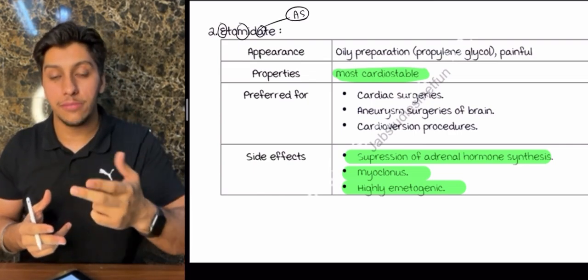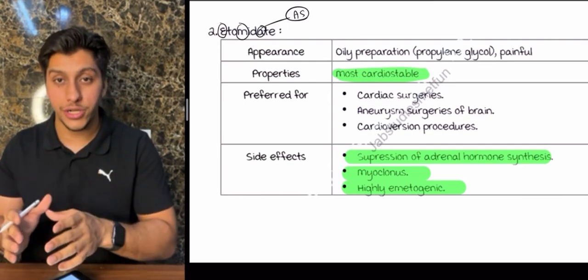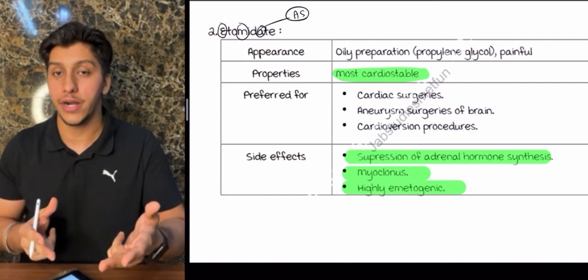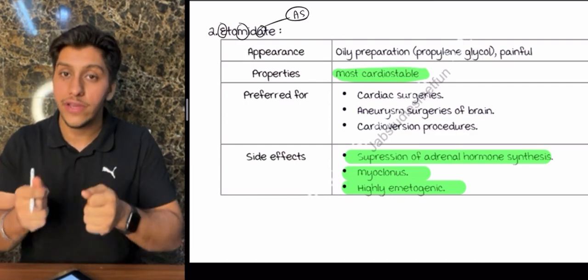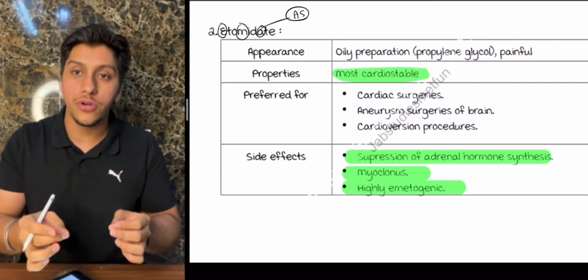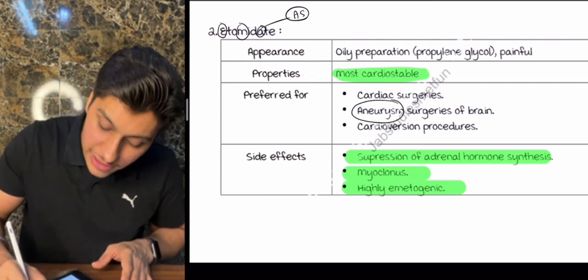So it is cardiostable, due to which it is used in any condition related to cardiac surgery, or if you're doing cardioversion. Obviously, if a patient has a narrow QRS, which is paroxysmal supraventricular tachycardia, and the patient is unstable, you have to give a DC shock. That DC shock will be very painful. So before that, you can give etomidate. Along with that, any aneurysmal surgery of the brain.